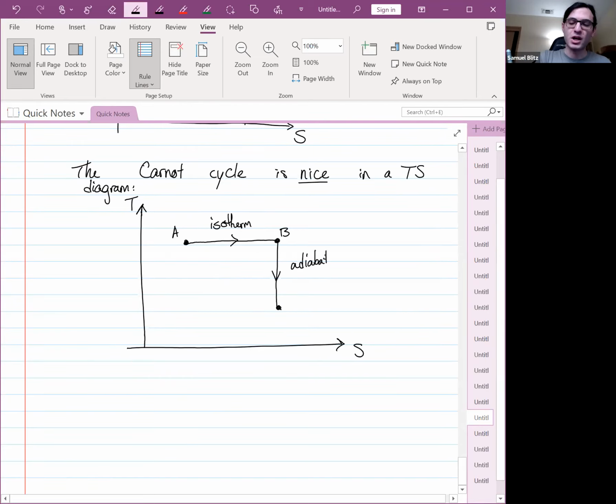And you can probably see where this is going. When we then do our isothermal compression, we have an isotherm that's again a straight line because it's at constant temperature, and then we do our adiabatic expansion, which is again a straight line. And so in the TS diagram, the Carnot cycle is just a rectangle.